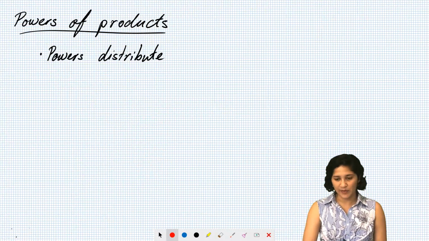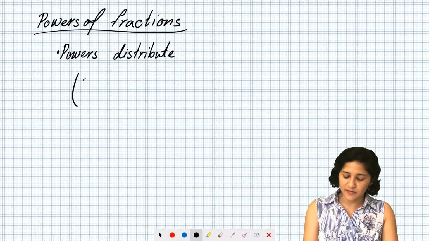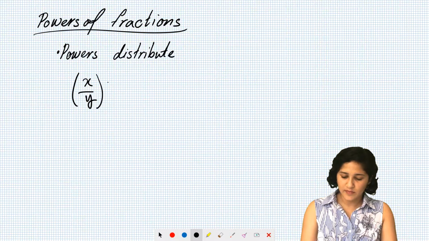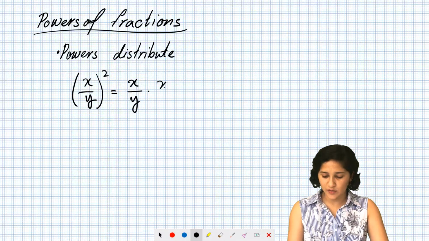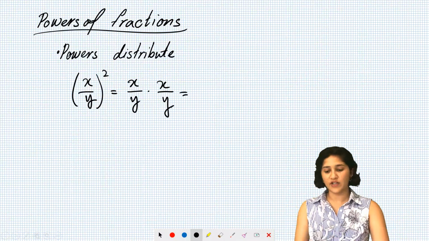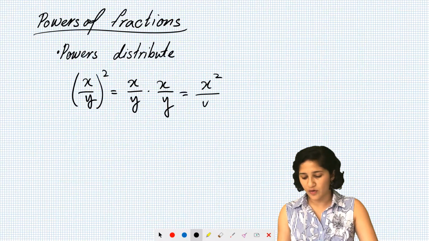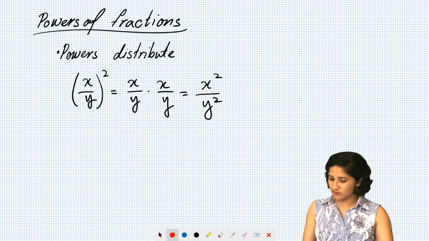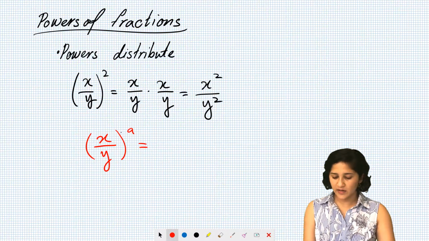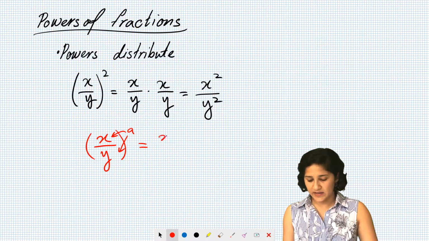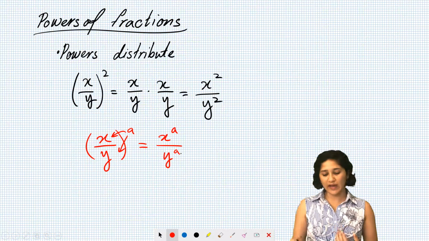And the exact same thing happens with division or fractions. So again, if I had x divided by y, squared, let's say, then that ends up being x over y times x over y. And I know with fractions that I just multiply the tops and multiply the bottoms. So I end up with x squared over y squared. So in general, if I have (x over y) to the power of a, again, the power just distributes, and I get x to the power of a over y to the power of a. All right, so those two are pretty easy to remember.